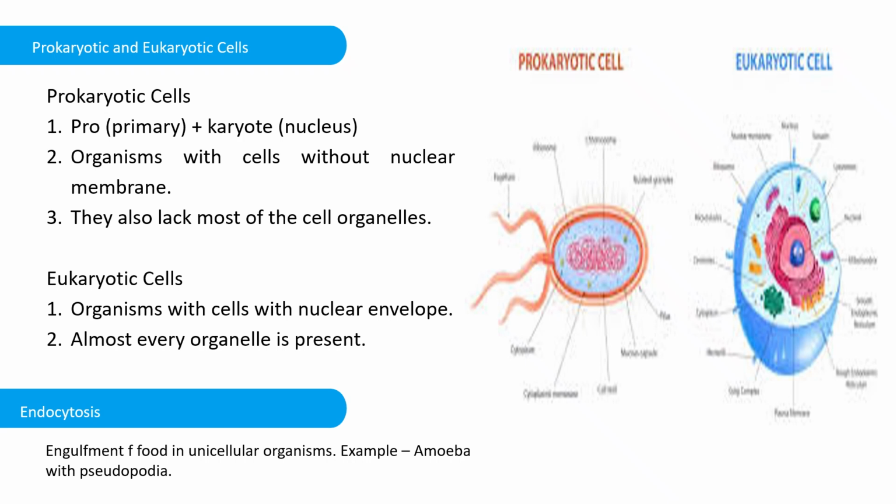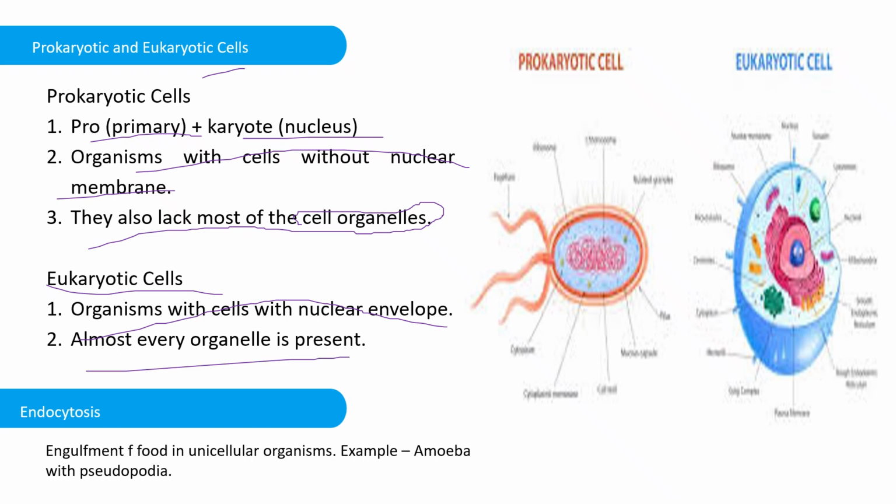Now we'll study prokaryotic and eukaryotic cells. Prokaryotic cells are the cells without nuclear membrane. Pro means primitive and karyote means nucleus. So organisms with cells without nuclear membrane are known as prokaryotic cells. They also lack most of the cell organelles. We'll study cell organelles later on. Then eukaryotic cells are organisms with cells with a nuclear envelope, and almost every organelle is present. As you can see in the diagram, the nuclear envelope is present over here, but it is not present in the prokaryotic cell.